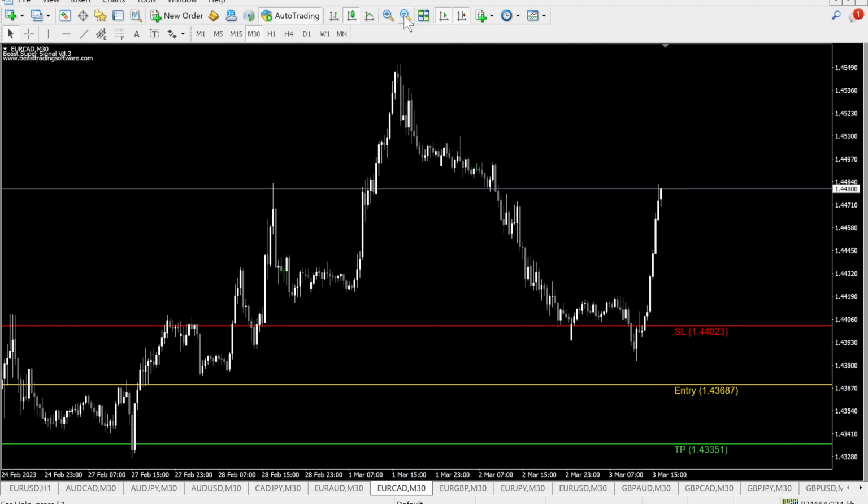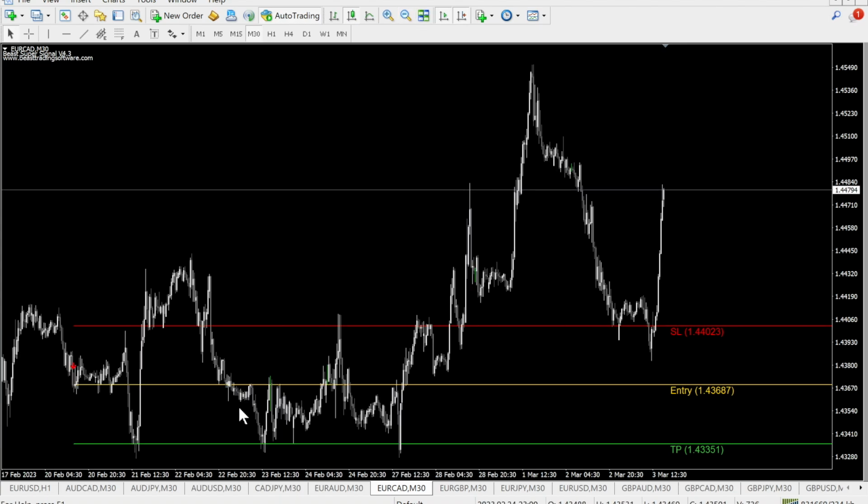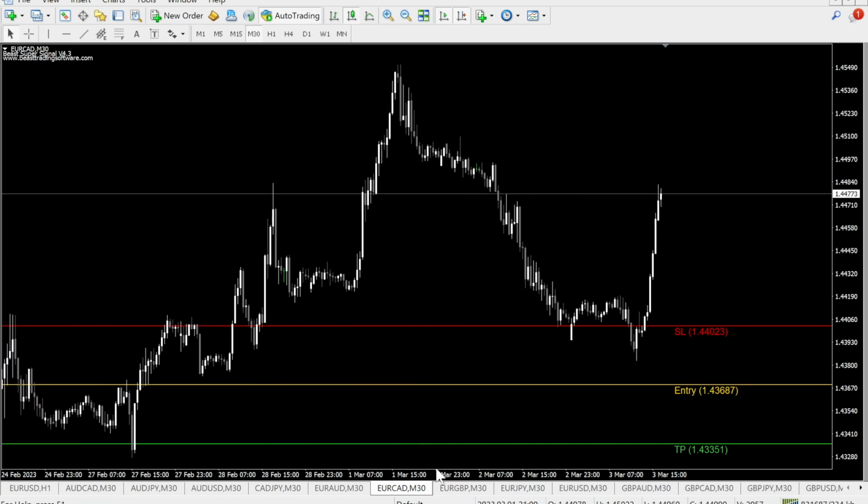So let's just minimize to see where this last signal is coming from. This last signal is coming back all the way to last week. We had a sell. It actually came close to stop loss, but it didn't. Price returned to its correct trend and hit take profit. So this was a good signal. Not a lot of activity on this pair over the last couple of weeks, but nevertheless, the last signal that it did have was a win.